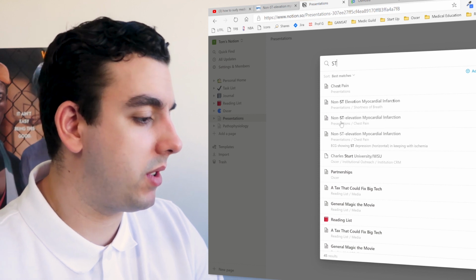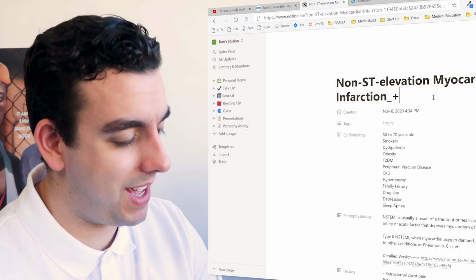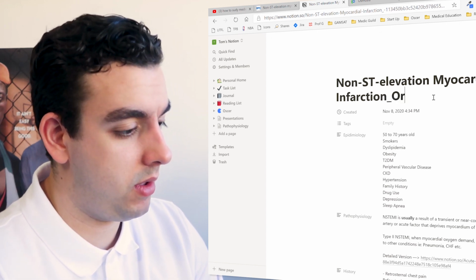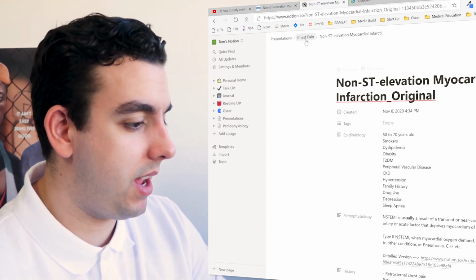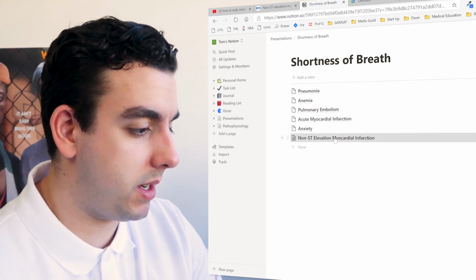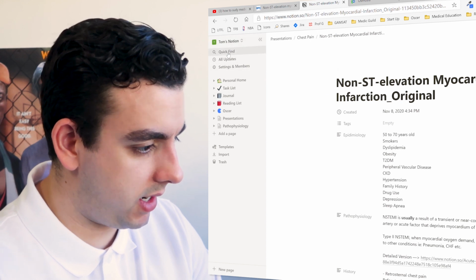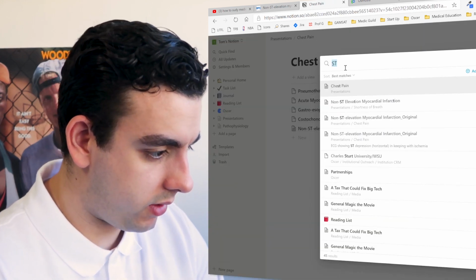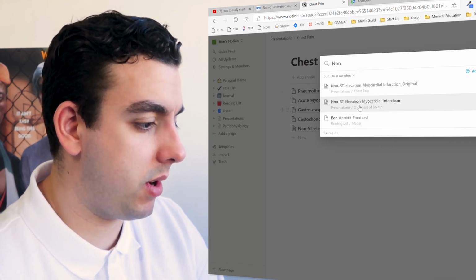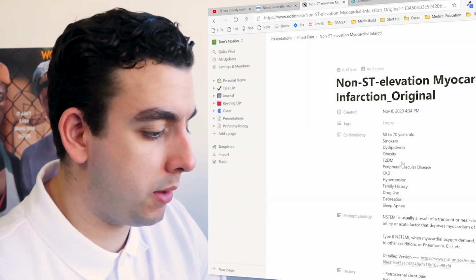And other important tips. I would call something like original, right? And then anywhere where it's not the original would just be a link. So in this one, it's not the original, right? It's just a link. So then when I search non, I can see that I've got the two options. So I'm just going to go to my original and then I'll start studying from here.